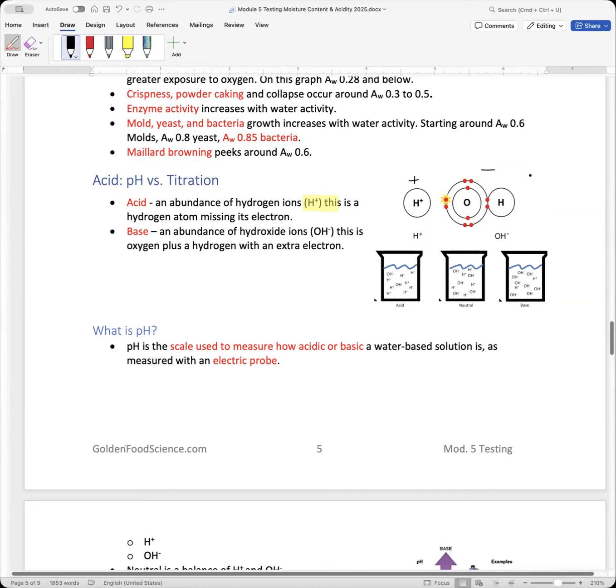So the balance of those in the solution tells us whether it's an acid or a base. Acids have lots of positive charges, and bases have lots of negative charges.